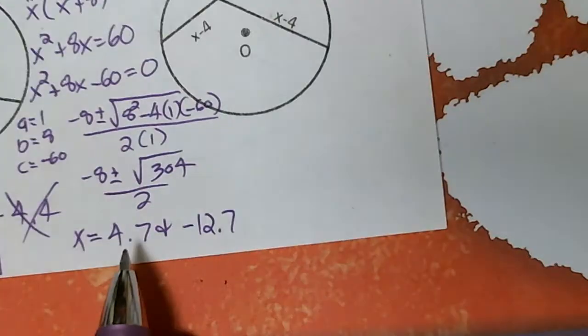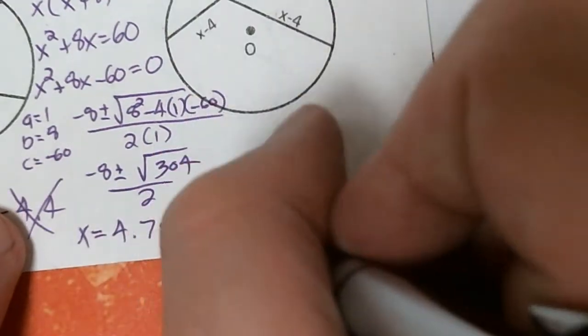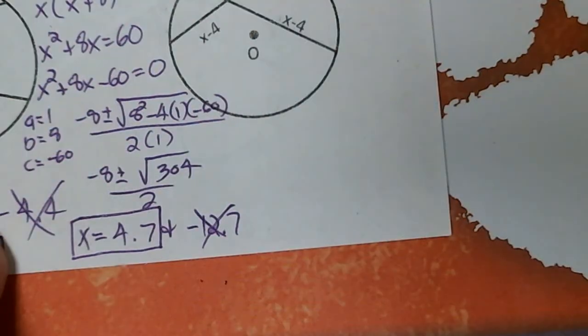Okay, does the negative work? No, can't have a negative length. So x is equal to 4.7.